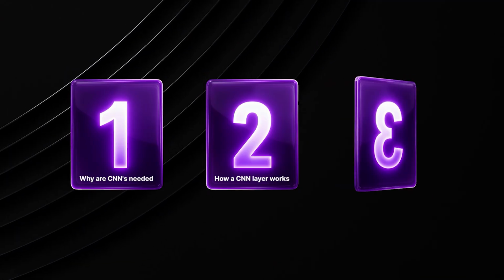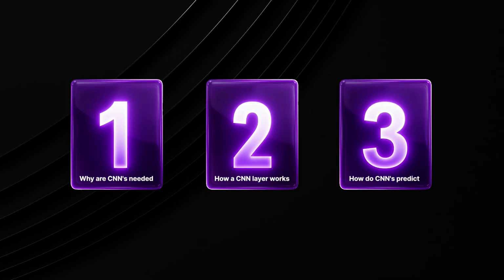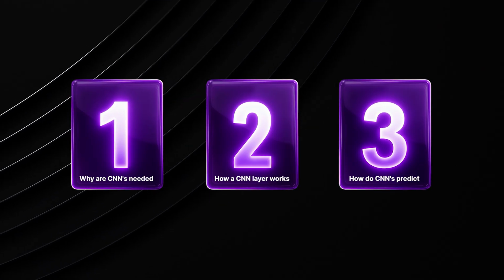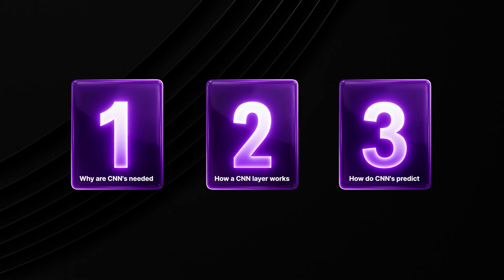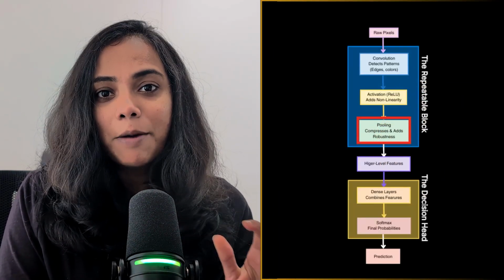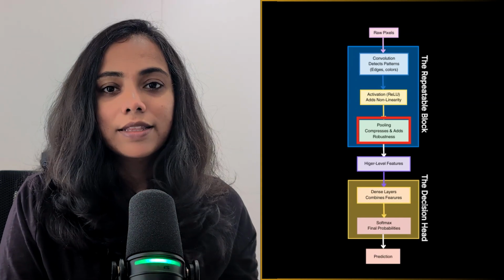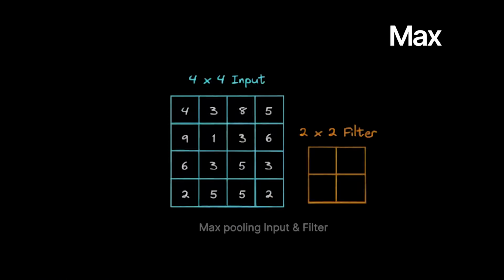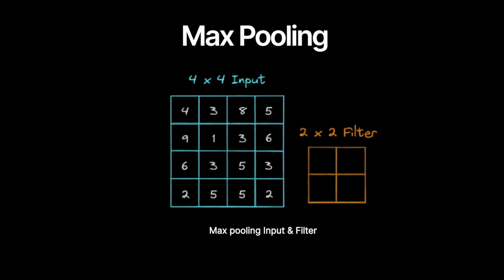This brings us to the third part of the video. How do we use CNN in the big picture to make a prediction? Turns out, this involves a few other layers, which are simpler than the CNN. One of them is pooling, which is the compression step. The classic one is max pooling, though there are other types as well.